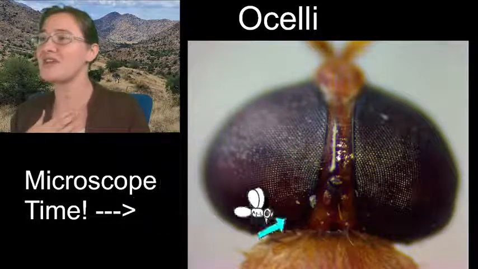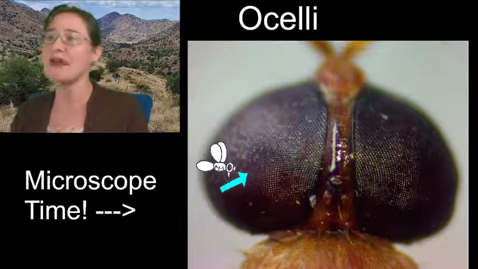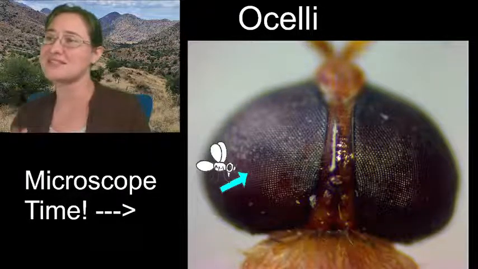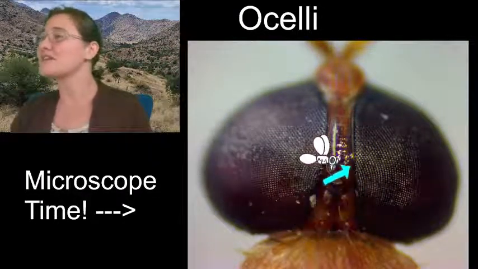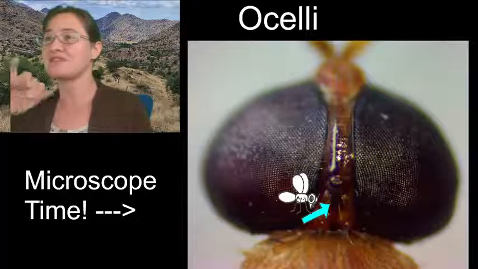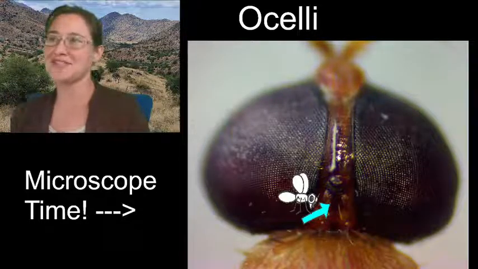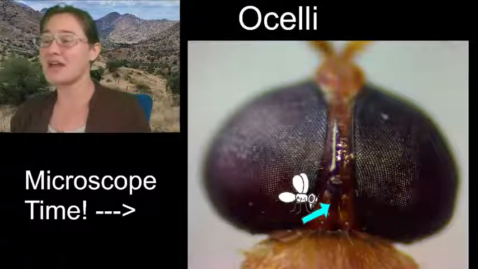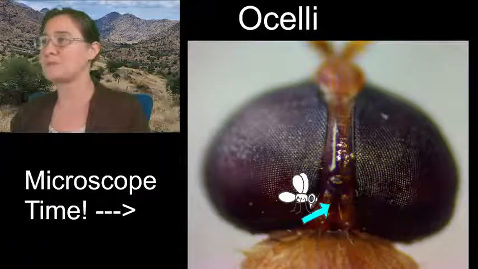Instead, these big eyes can see color, they can see shape, they can see distance, but these little eyes can only see shades of light and dark. That's what they can see. They have a hard time seeing even shapes.